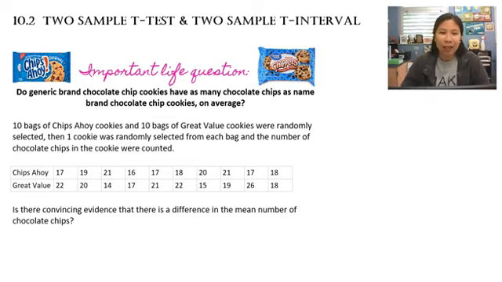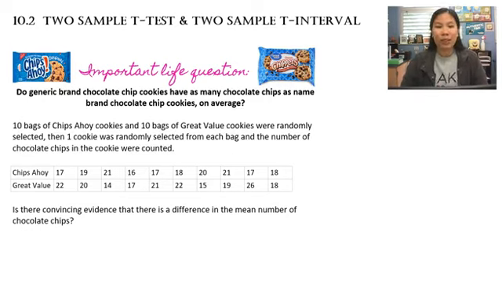So our hypothesis test for today will be called the two-sample t-test because we are dealing with two samples, and then it's a t-test because we don't have population standard deviations. We're going to have two sample standard deviations, and that's when we use the t distribution. And then with our confidence intervals, our name for it is going to be the two-sample t-interval. Same reasoning.